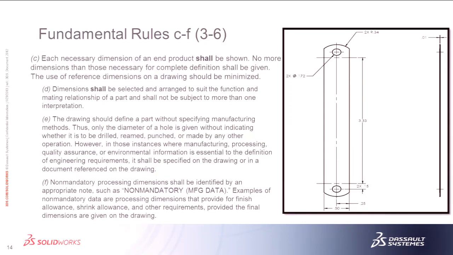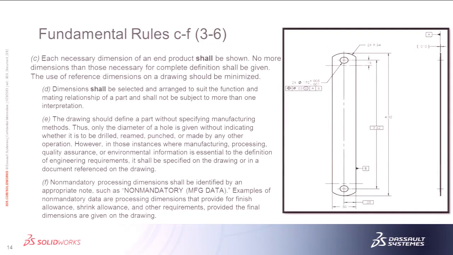So the first one's using coordinate. There's 1, 2, 3, 4, 5, 6, 7 dimensions on that one. The next one's dimensioned with GD&T, and there's 8. But there's no extra dimensions needed. It's fully defined.